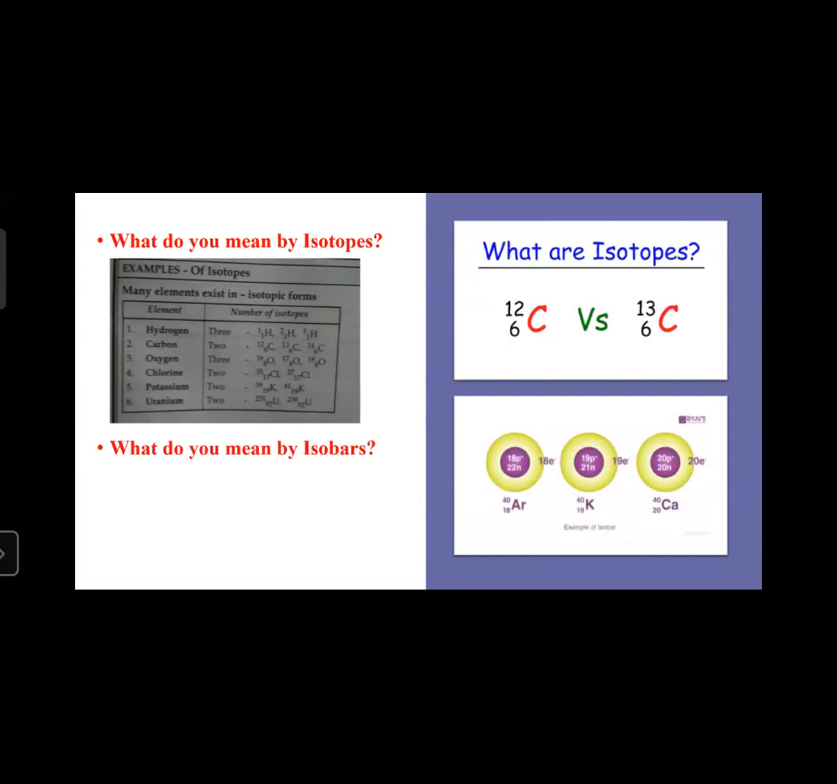Next, isobars having the same atomic mass number. Argon has atomic mass number 40, potassium atomic mass number 40, calcium atomic mass number 40, but they have different atomic numbers. Argon has 18, potassium 19, and calcium is 20. So here are some examples.